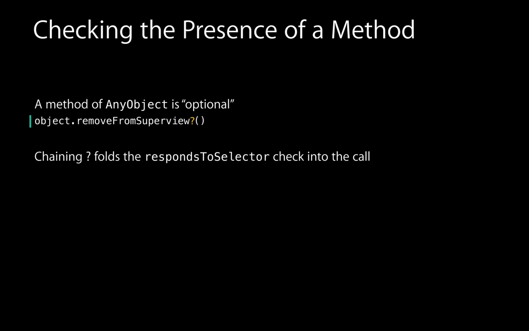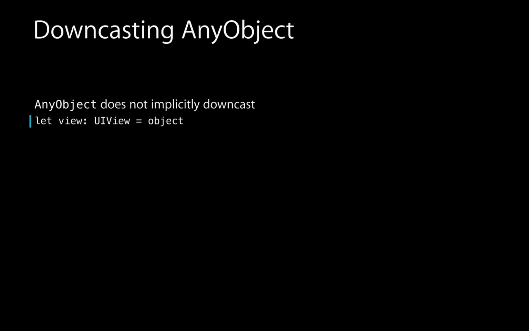Now, something that id does that AnyObject does not do is implicitly downcast. So I have object, which is of type AnyObject, and I'm trying to assign it into a UIView. This is going to produce a compiler error because this is an unsafe downcast.